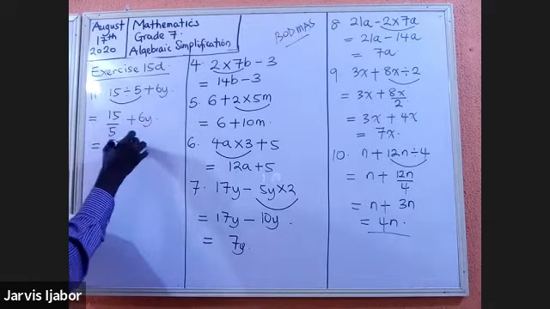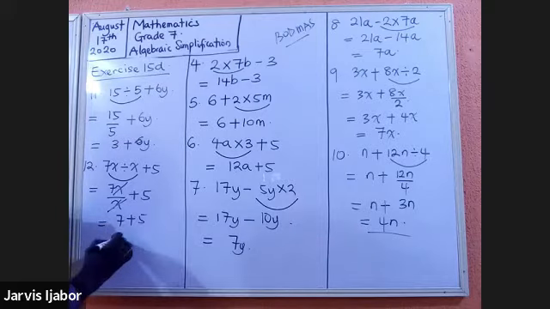Number 12. 7x divided by x plus 5. You will do division first. And that will give you 7x divided by x plus 5. X, we go with x. And that will give me 7 plus 5. And that will be 12.